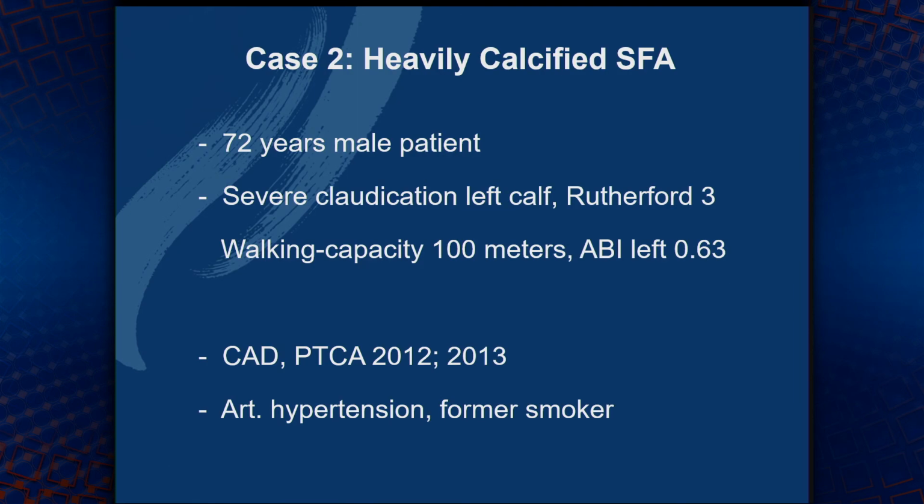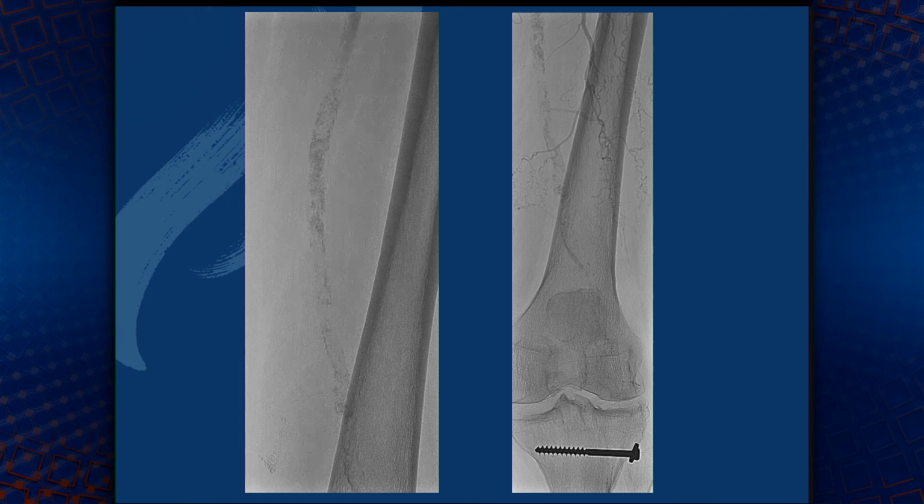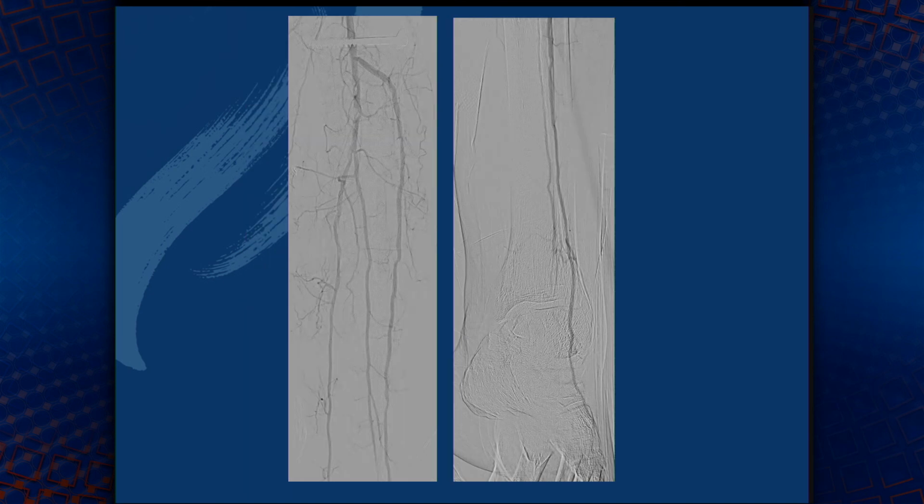The second case is a 72-year-old male patient with severe claudication on his left calf, Rutherford class 3, with a walking capacity of 100 meters and a poor ABI of 0.6. Here you can see the angiography with a severely calcified CTO lesion reaching down to the P1 segment. It's a little slow, but there's a good outflow down to the foot via the anterior tibial.